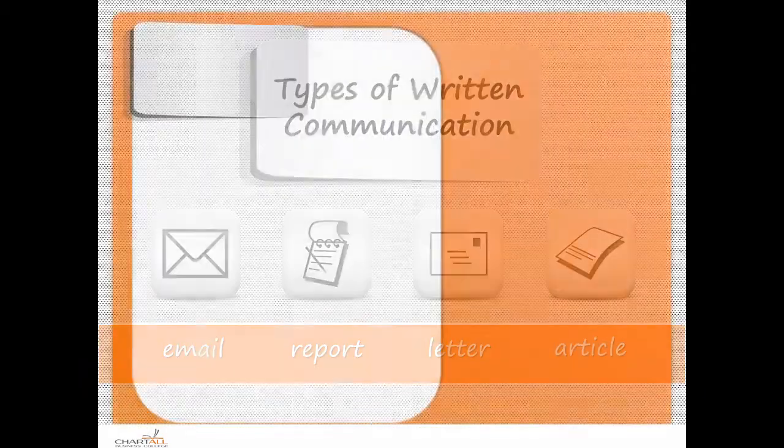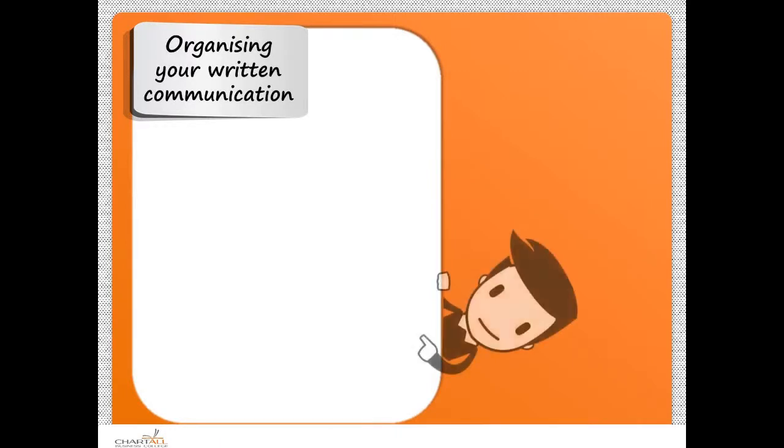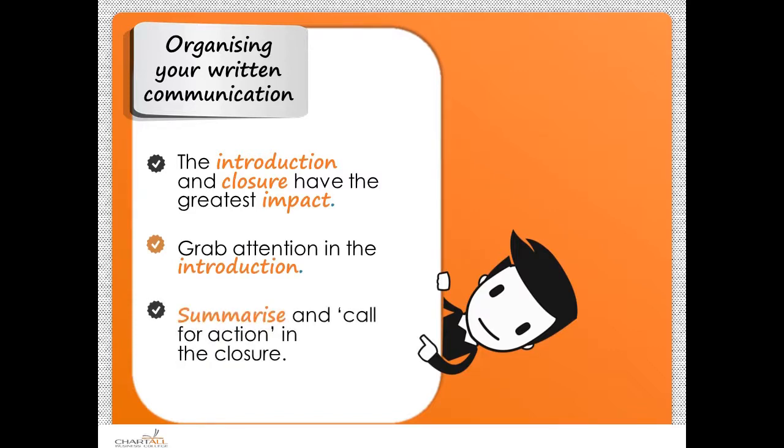Once all the information has been gathered, it has to be organized to make sure that the final written message says what you want to say, and that each stage flows into the next clearly. The major impact points in any communication are the introduction and the closure. The introduction should aim to grab the attention and provide goodwill and a good first impression. The closure should summarize and urge action.